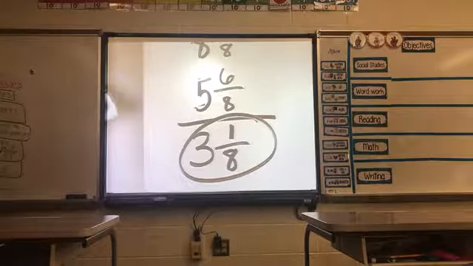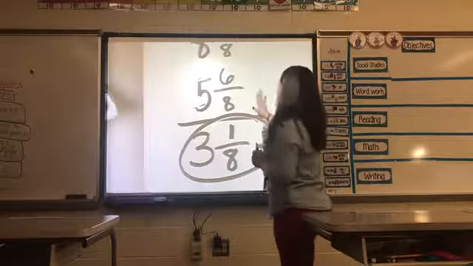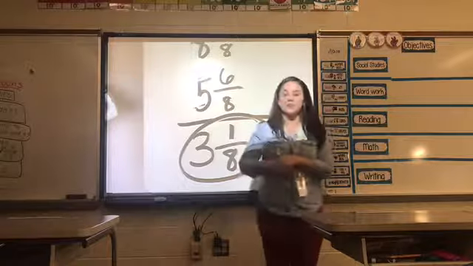So this is how you subtract fractions. It is very similar to adding fractions. The biggest thing is you have to find a common denominator. So please let me know if you have any questions on that.